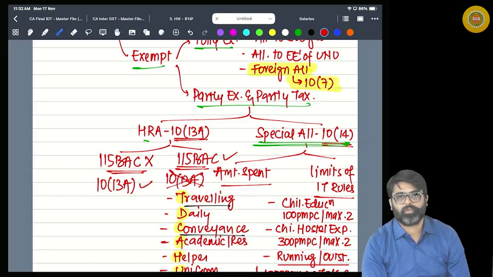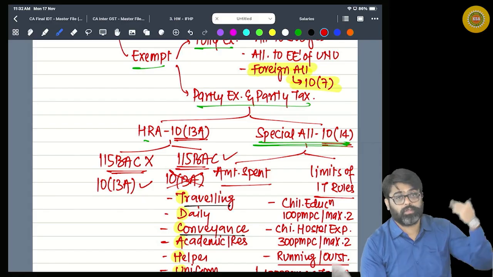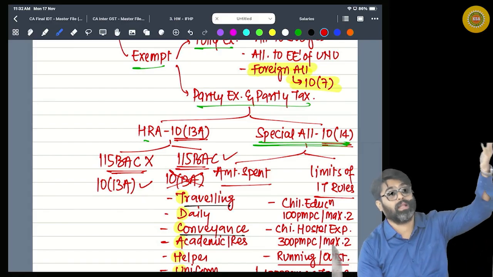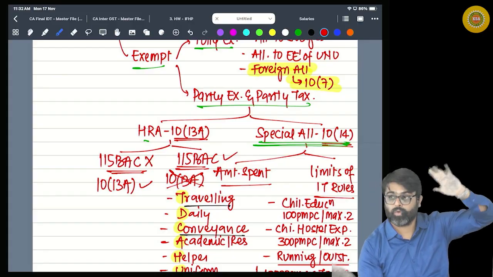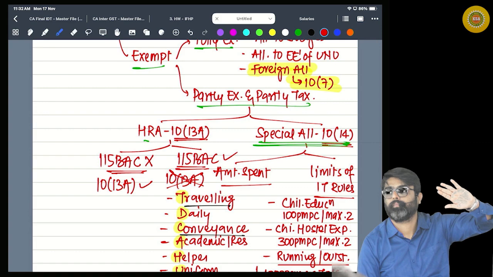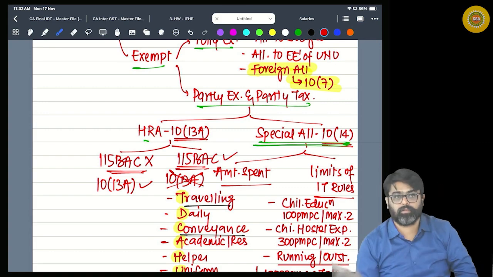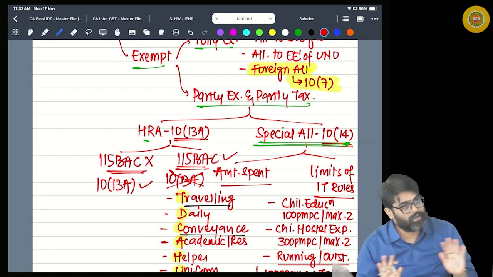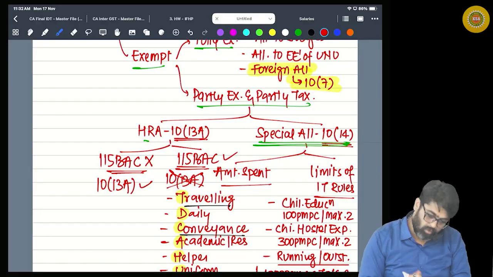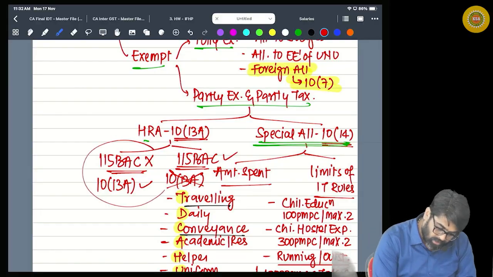So HRA exemption will be available only if you shift out. You follow the normal tax regime, the optional tax regime, yes or no? But if you don't shift out, you remain in the default tax regime, then will you get exemption or no exemption? No exemption for HRA. HRA will be fully taxable. Yes or no? Now, for example, we are shifting out.